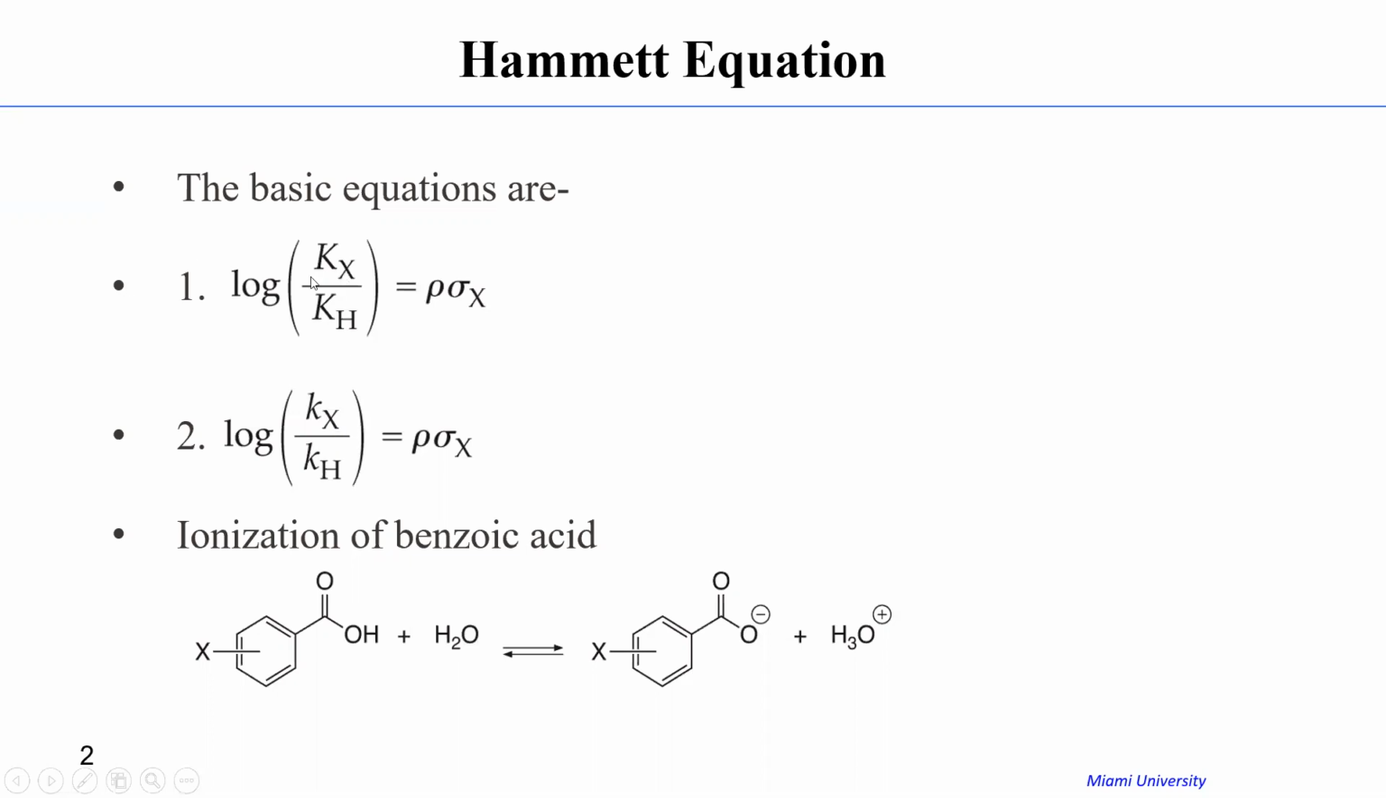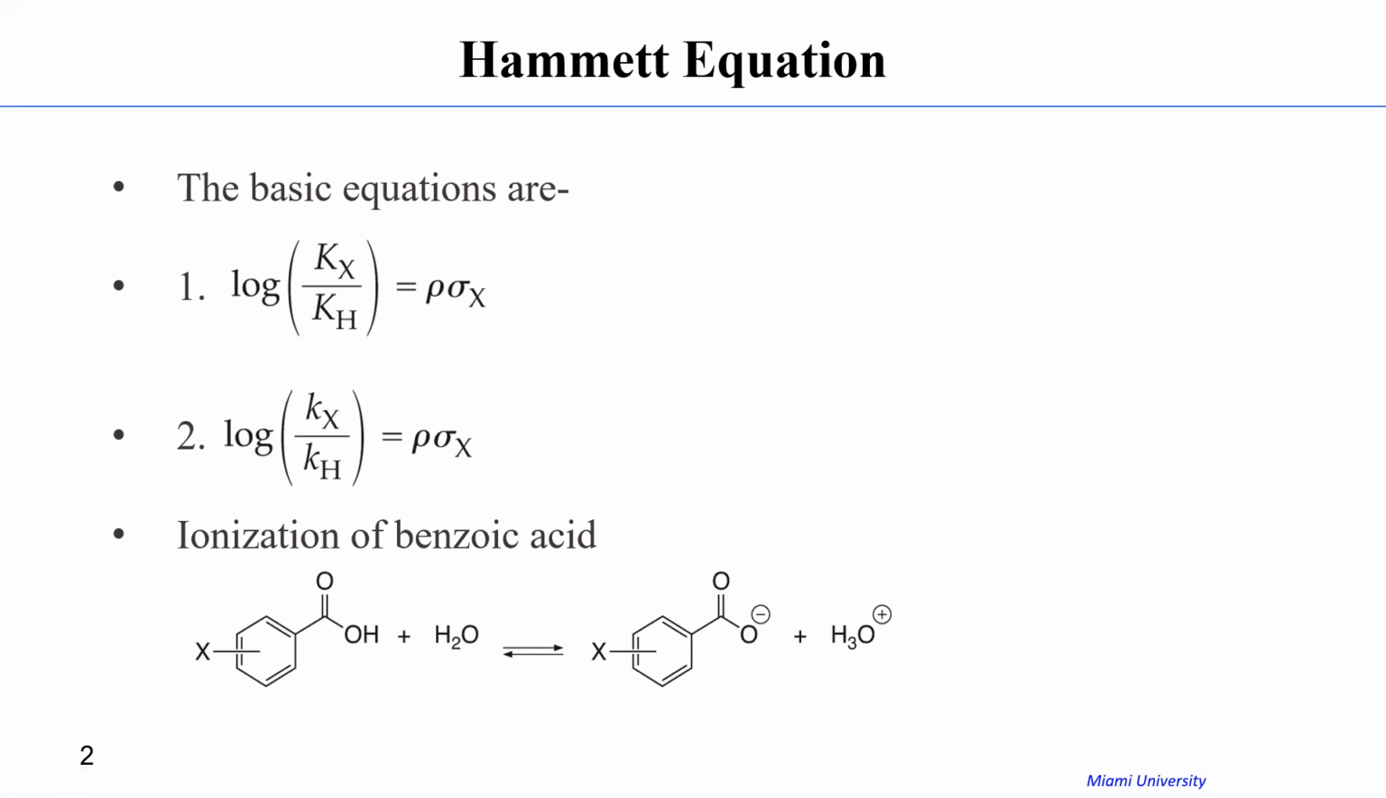In both cases there is a log equation, and there is a rho, which is the reaction constant and depends on the type of reaction, and sigma, which is called the substituent constant and depends on the specific substituent. Those equations are derived from a simple reaction, the ionization of benzoic acid. That gave me much more interest, that with a simple reaction we can compare with other reactions and get knowledge of the substituent effect and the reaction.